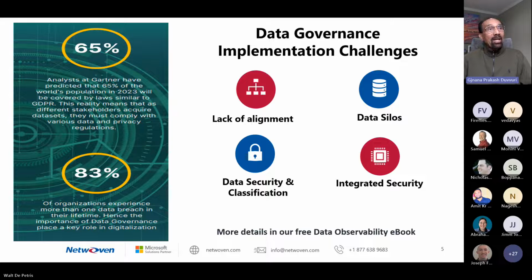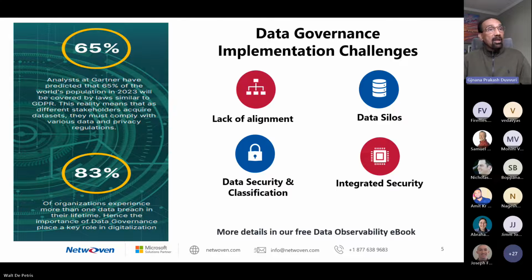Lack of alignment, different departments, and security versus governance, compliance. There are a lot of departments and a lot of people, and they work in different ways, so there is a lack of alignment in the enterprises, and data silos. It's increasing very heavily, so it's very difficult for data engineers or governance experts to look into this and verify. And data security and classification is becoming a big subject for various things.